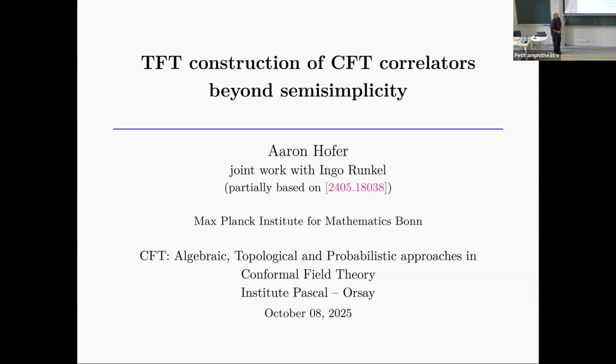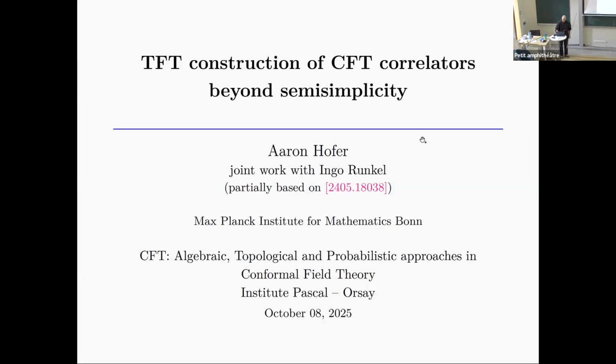And today I want to talk about joint work together with Ingo Runkel, which will basically be some parts of a spoiler of Ingo's final lecture tomorrow, but also how you can go beyond the semi-simple setting which Ingo was discussing or is discussing in his lecture.